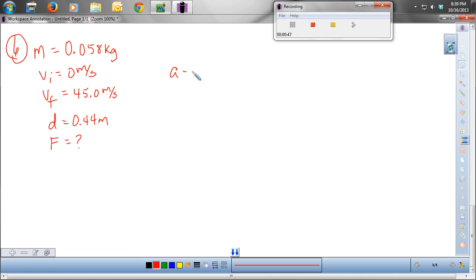So I need to get my acceleration, Vf squared minus Vi squared over 2d. Vf is 45. Vi was 0. D was 44 centimeters or 0.44 meters. So I did my math, and when I did my math, I got my acceleration to be 2,301 meters per second squared.